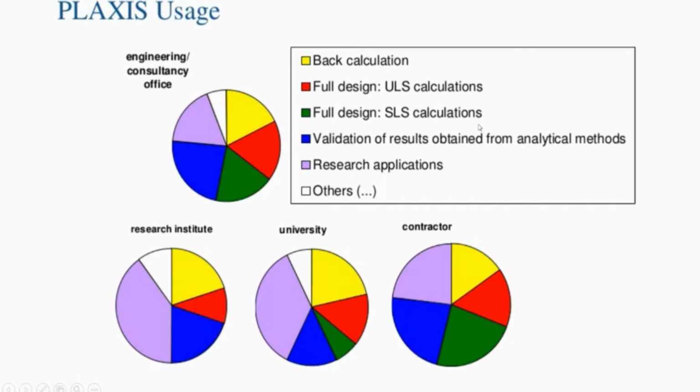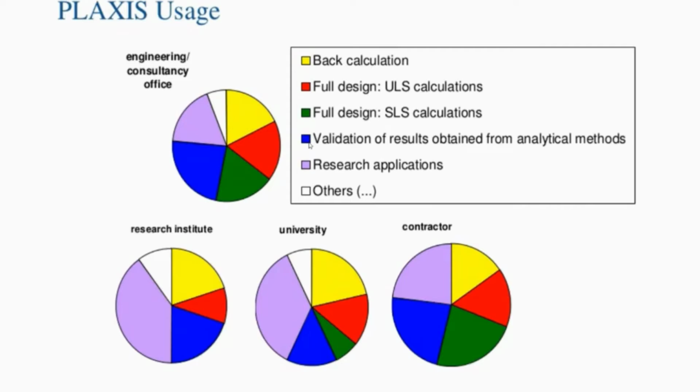Whenever we are doing this, both design parameters, we can check them by the Plaxis. Then validation of the result obtained from the analytical methods. Nowadays these softwares are more reliable than the analytical methods when we go for research purposes and some other purposes.